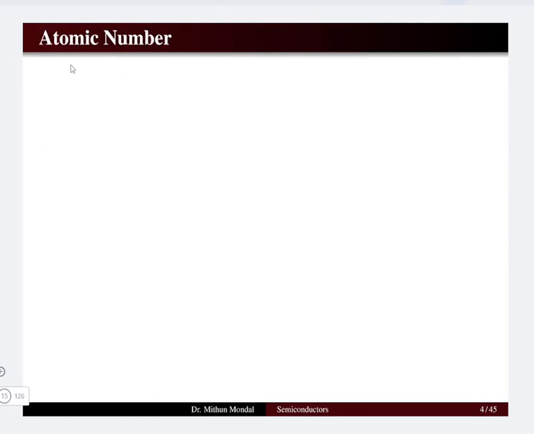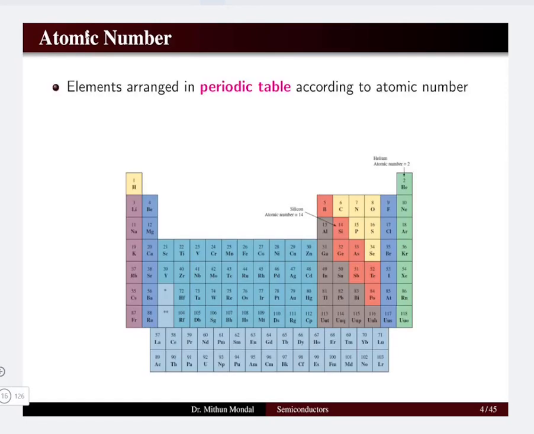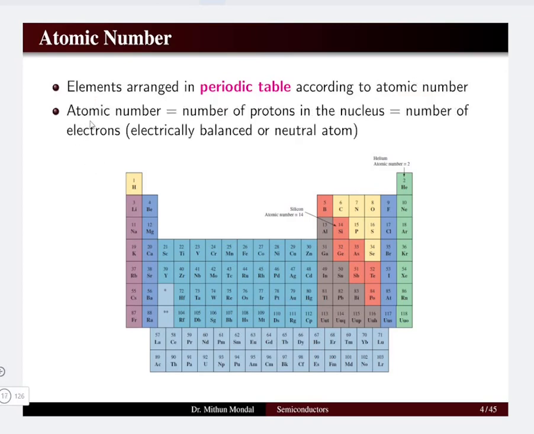Let us understand what the atomic number is. As discussed, the periodic table consists of all the elements, and they are arranged as per the atomic number. The atomic number is nothing but the number of protons in the nucleus.